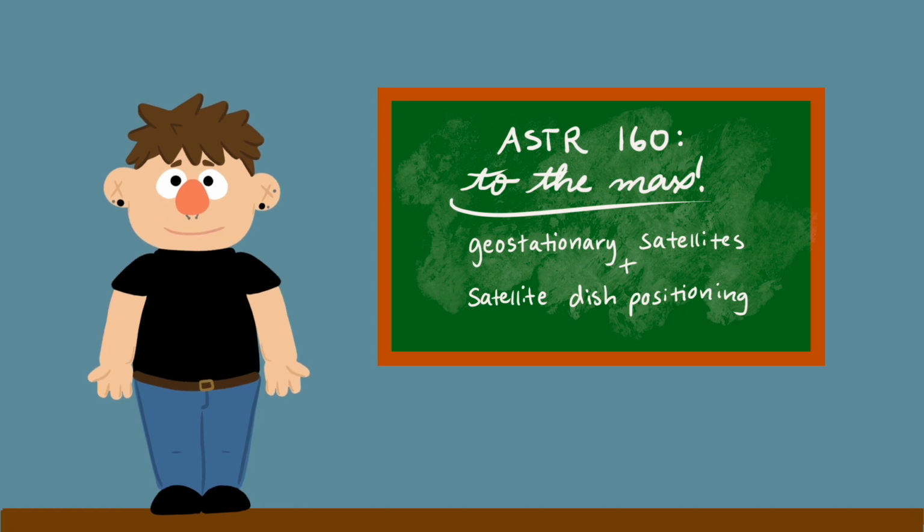Thank you for tuning into this episode of Astronomy 160 to the Max. Today we learned about television stations and their broadcast signals to satellites in geostationary orbits, and then we learned how to position your own dish to receive a signal from a station satellite.